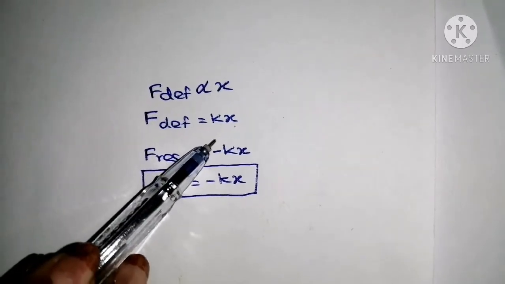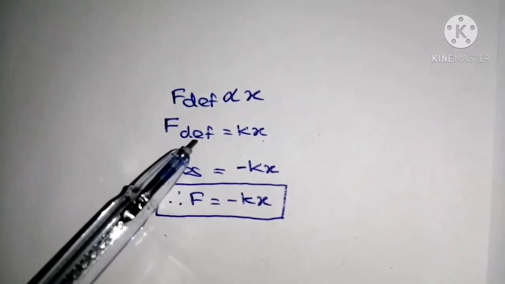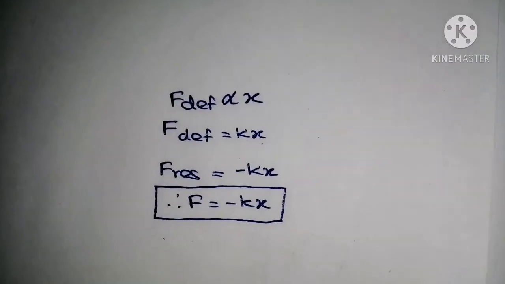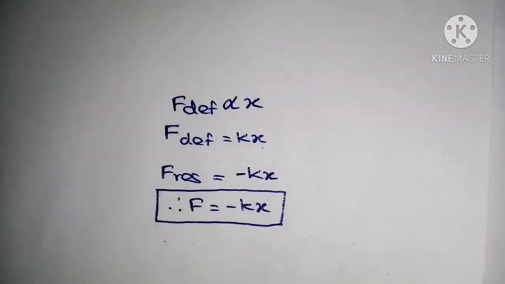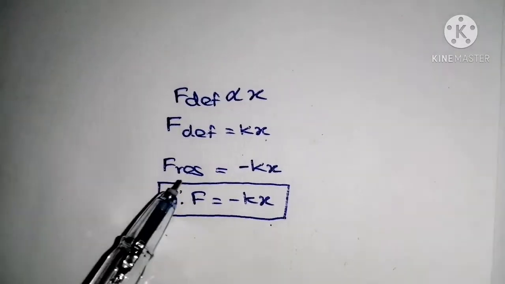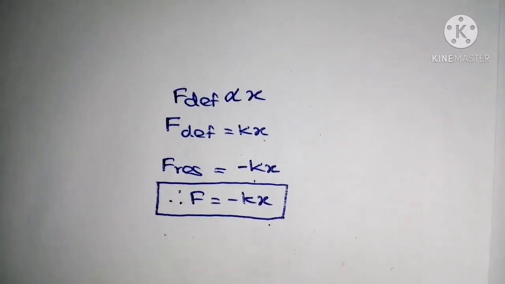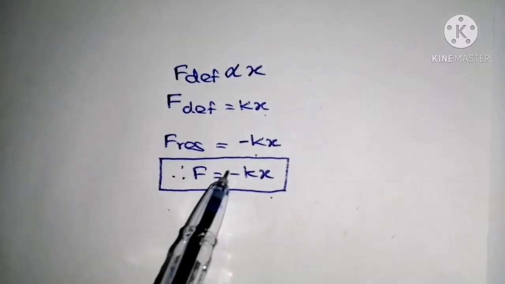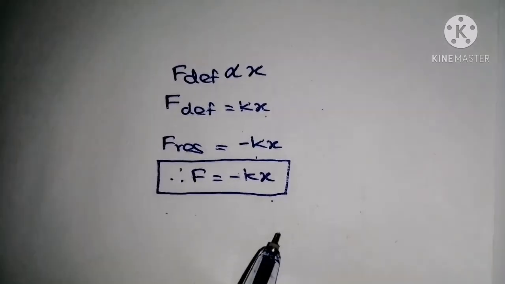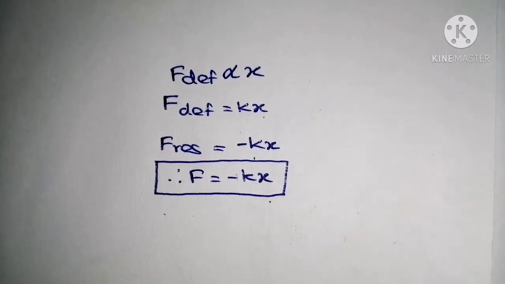So F deformation is proportional to x can be written as F deformation equals kx, where x is the magnitude of spring extension, F is the magnitude of the applied force, and k is the spring constant. When Hooke's law is stated in vector form, the equation becomes F equals minus kx. It means the restoring force is proportional to the extension. This is valid only in the case of elastic deformation. The negative sign indicates that the restoring force is opposite to the direction of the extension x, and the spring constant k is always a positive number.